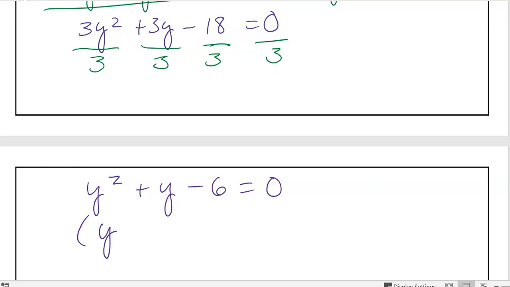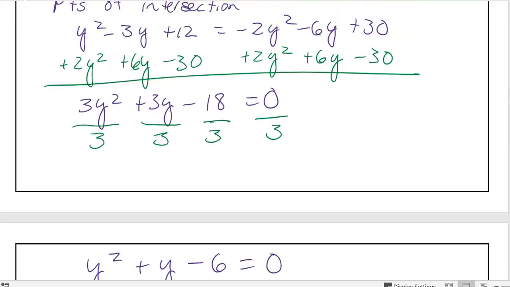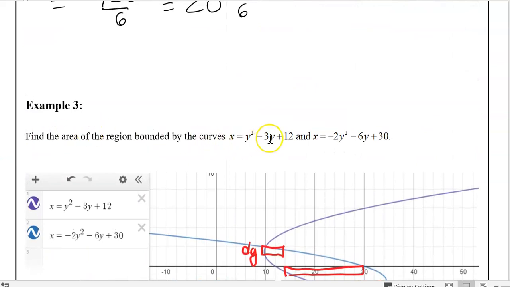I have very kindly chosen mostly ones that do in fact factor, and I will do a similar thing on the exam. This gives us y plus 3 as a binomial factor and y minus 2 as a binomial factor. This gives us two possible y values, y equals -3 and y equals 2. Both of these represent points of intersection between the two curves. That means that I can use either one and find the x value.